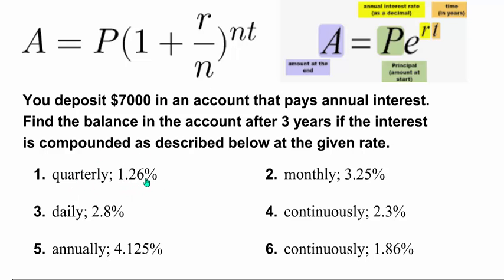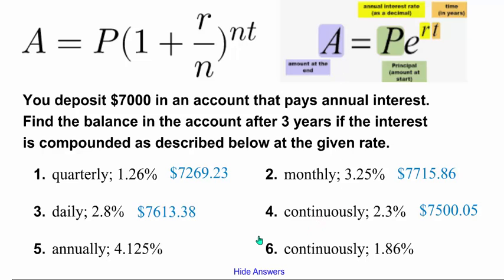And the rate, remember you always have to convert by moving 2 spaces over, so 0.0126. And you should get $7,269.23. Then compounded monthly at a higher interest rate, compounded daily, use 365 days for that. Continuously, you are now switching over to this equation here with E.